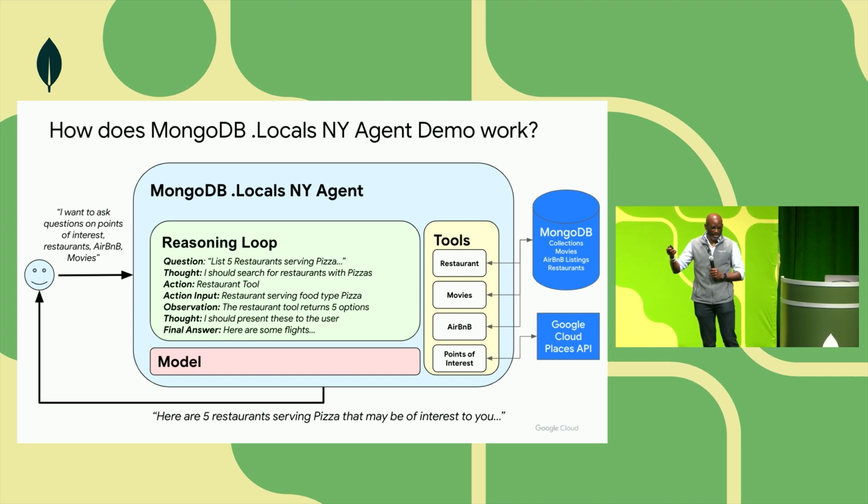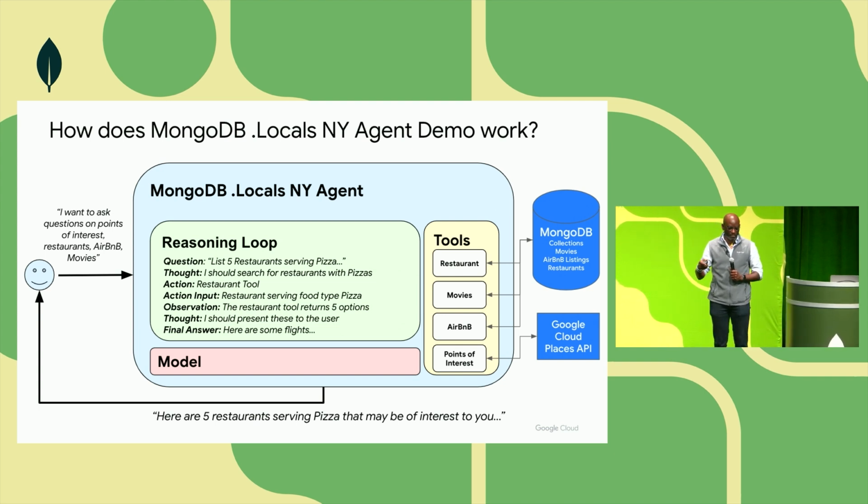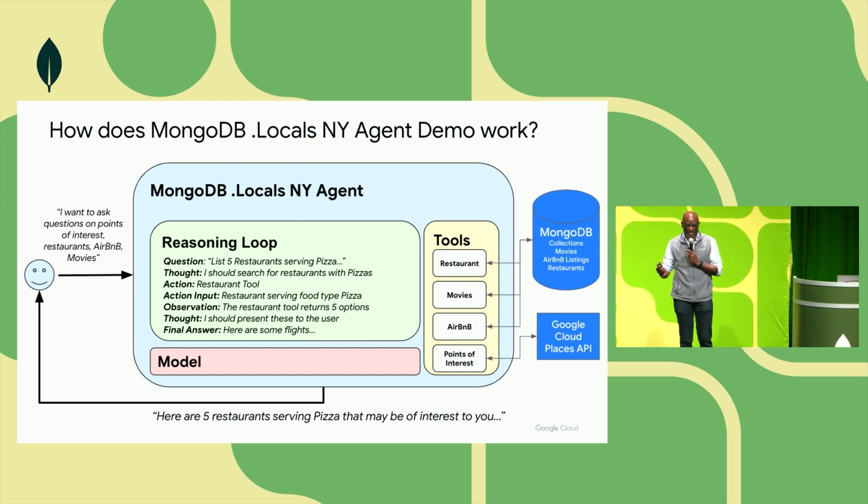So this is a representation of the demo that we've just seen. We're asking questions about points of interest, restaurants, Airbnb, taking you through an example of the reasoning loop and some of the stuff you've seen. In the demo itself there's a pizza restaurant, Airbnb listings, movies, and then there's a Places API call. So I can actually make a call to say, give me some information on Madison Square Garden, and give me the address, because it's making the call using the Google Places API. So that's some of the implementation I've got in there.